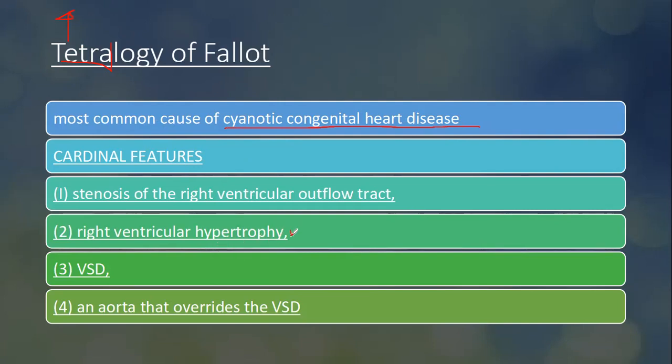Also, there is right ventricular hypertrophy. Why? Because once this is stenosed, the right ventricle will be forced to pump blood against high pressures, and it will undergo hypertrophy, the concentric hypertrophy. Then there is a ventricular septal defect. Then there is an aorta that overrides the ventricular septal defect, so an overriding aorta. So those four I must know.